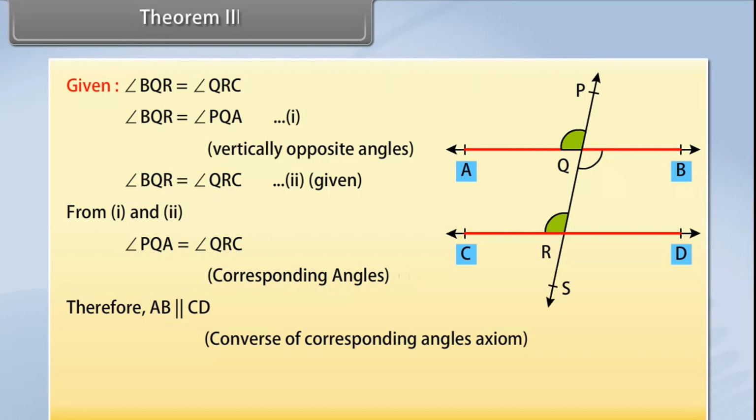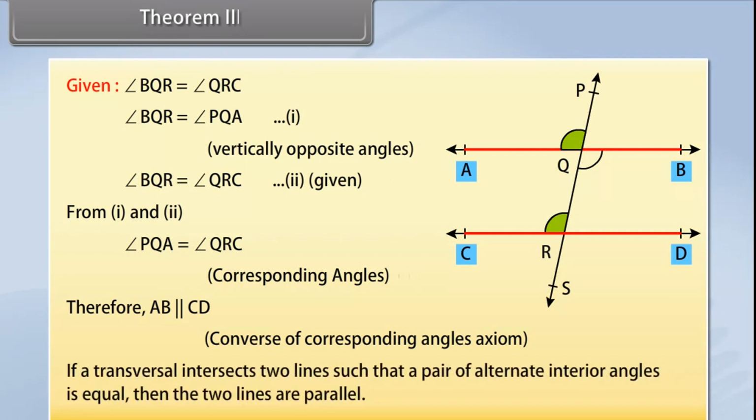This result can be stated as a theorem: if a transversal intersects two lines such that a pair of alternate interior angles is equal, then the two lines are parallel.